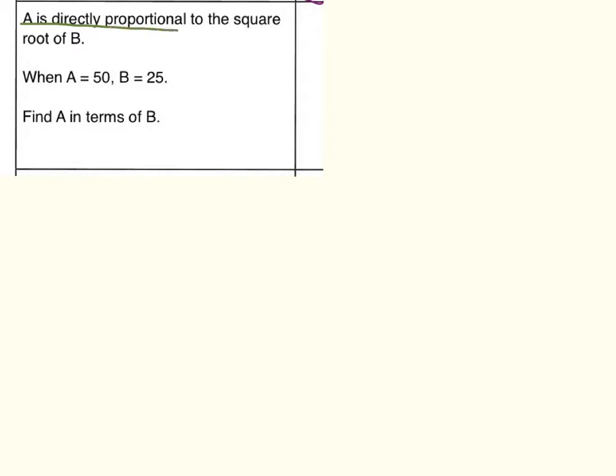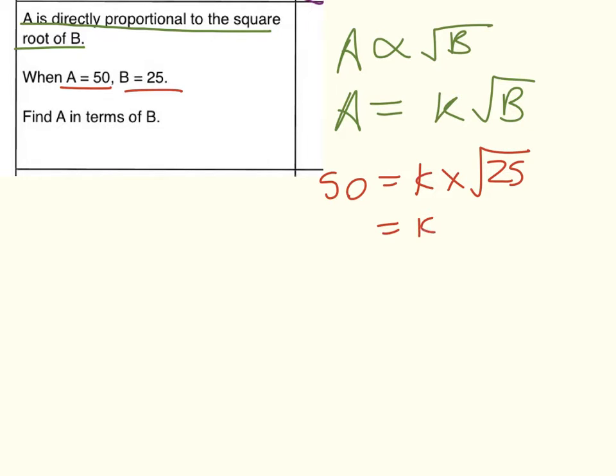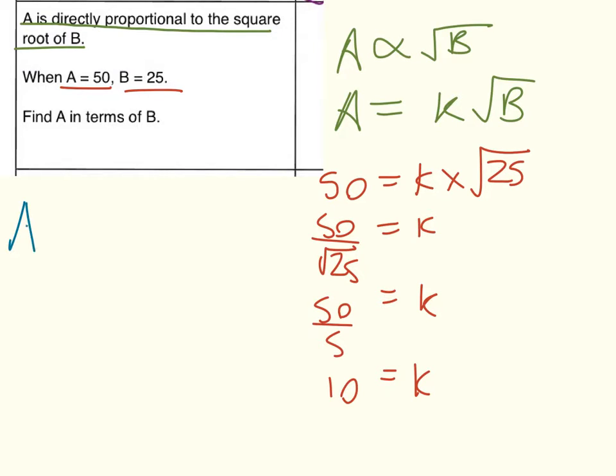So A is directly proportional to the square root of B. That's the proportionality sign. Now that means that A equals something, we're going to call it K times root B. And we're given these values here. So if I substitute those values in, A is 50 equals K times the square root of 25. So K is going to equal 50 over the square root of 25. The square root of 25 is 5, so K equals 50 over 5, K equals 10. So my formula for this question is A equals 10 root B, or 10 times root B.